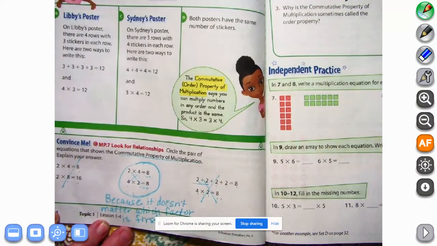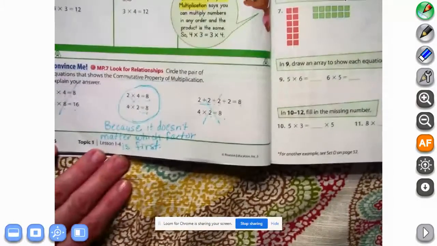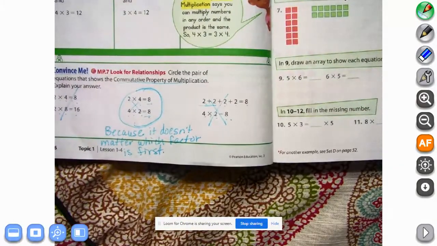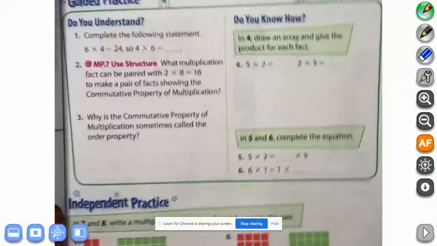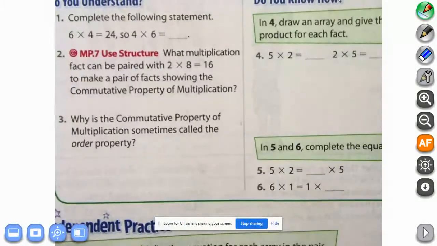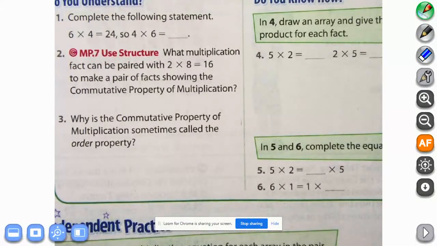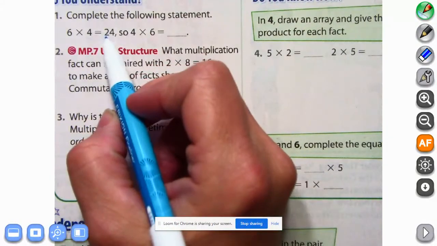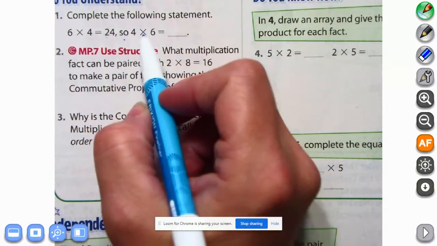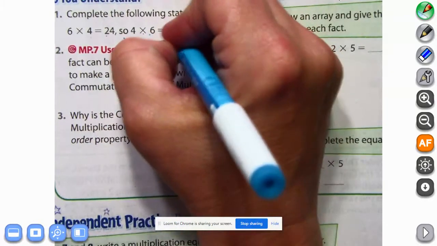Okay, so if you need to freeze it, go ahead and freeze it. Come down and write that down. And then when you're finished, meet me over on page 27. All right, on page 27, we are going to start on our guided practice. Do you understand? Complete the following statement. 6 groups of 4 equals 24. So 4 groups of 6 equals 24.